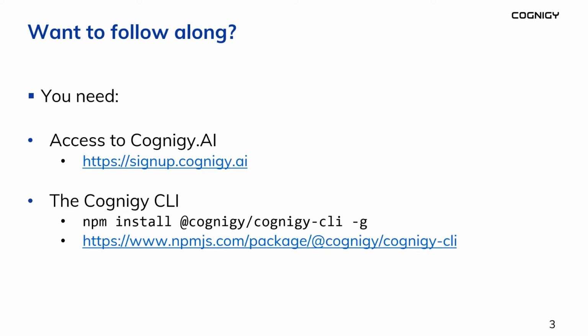If you want to follow along, you need two things. You need access to Cognigy AI, which you can get at signup.cognigy.ai if you don't have a trial account yet. And you need the Cognigy CLI, and you can install that by typing npm install @cognigy/cognigy-cli -g if you want to install it globally. Or you can take a look at the link below on npmjs.com where you find the package as well.